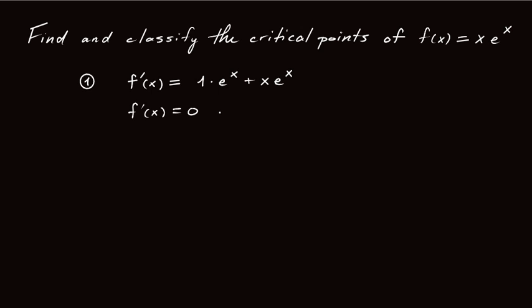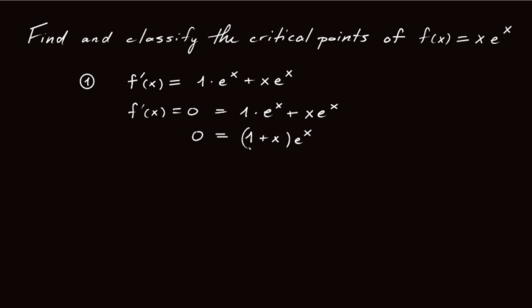f prime of x is equal to 0 if and only if 1 times e to the x plus x times e to the x is equal to 0. So I want to solve this for x. One thing you can do here is factor out the e to the x. You can write 1 plus x times e to the x. So I factored out the e to the x from both terms, and I want that to be 0.